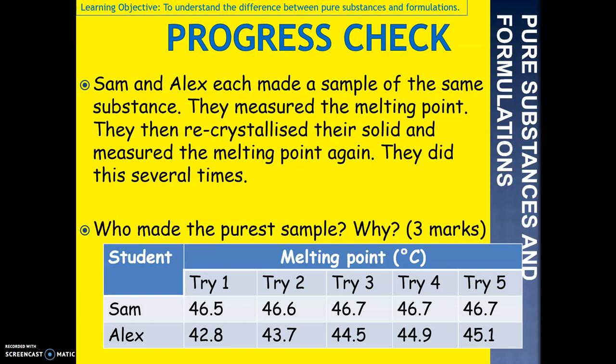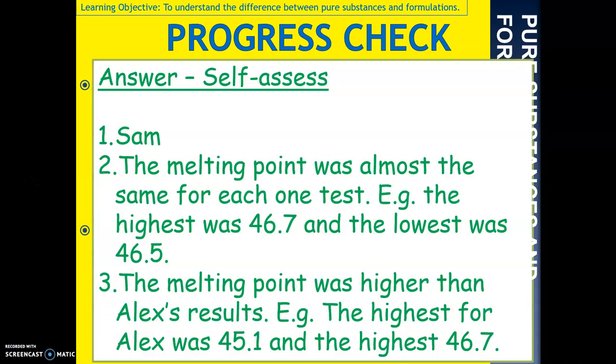Okay, your time's up there, guys. Your answers will come up. Can you please make sure you give yourself a mark out of 3? So, hopefully you got that Sam created the purest substance in particular, and this was identified because the melting point was almost the same for each individual test. The highest was 46.7, the lowest was 46.5, so very accurate and precise there.